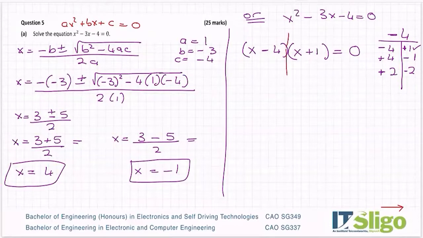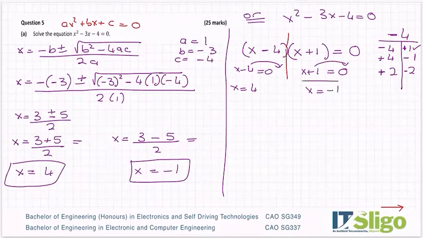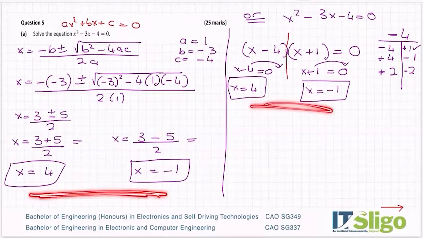Okay, then what you do is you split the brackets, so x -4, and you let each bracket equal 0. And then bring it over so that x becomes 4, bring it over, x becomes -1. And there again are your two solutions, and of course they match the ones we got in part A. So either or, whichever is your preference, okay?